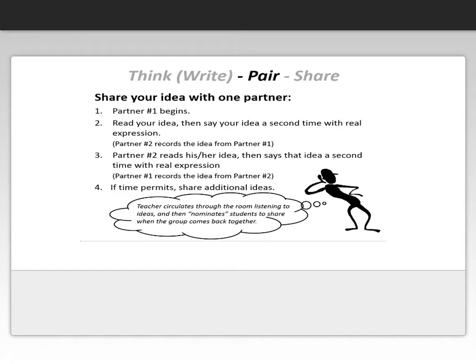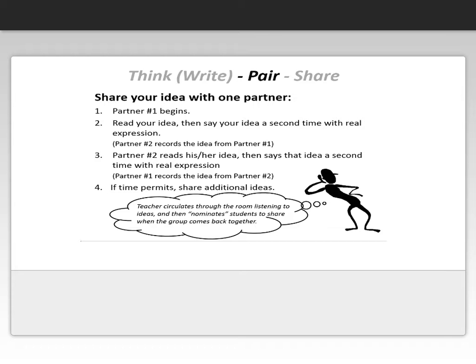The next step in the process is to share your idea with one partner. Partner number one begins. You could establish partner number one is the person sitting closest to the door, partner number two is the person sitting closest to the whiteboard. But partner number one is going to read their idea from the paper, then they're going to practice a second time by saying it with expression. So it might sound something like this.